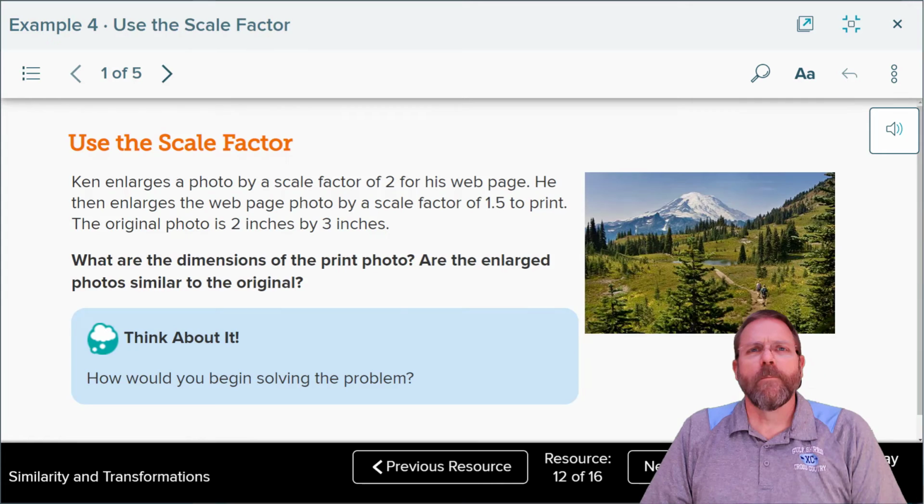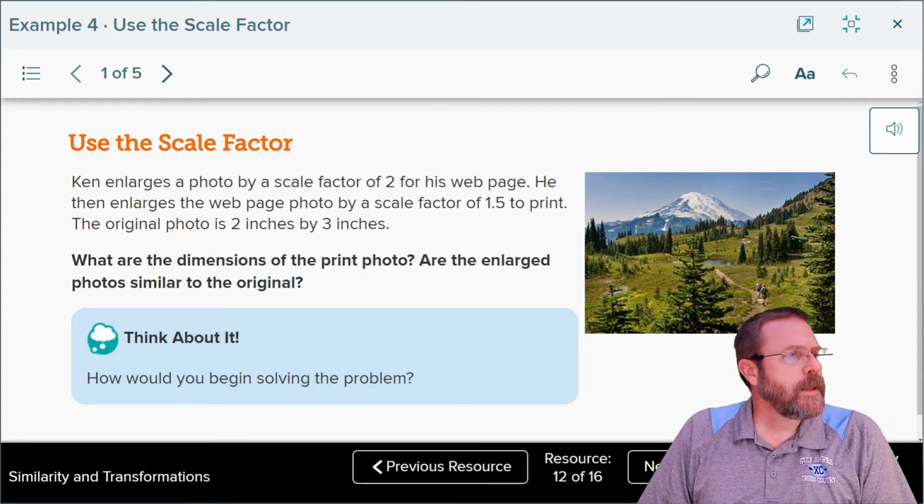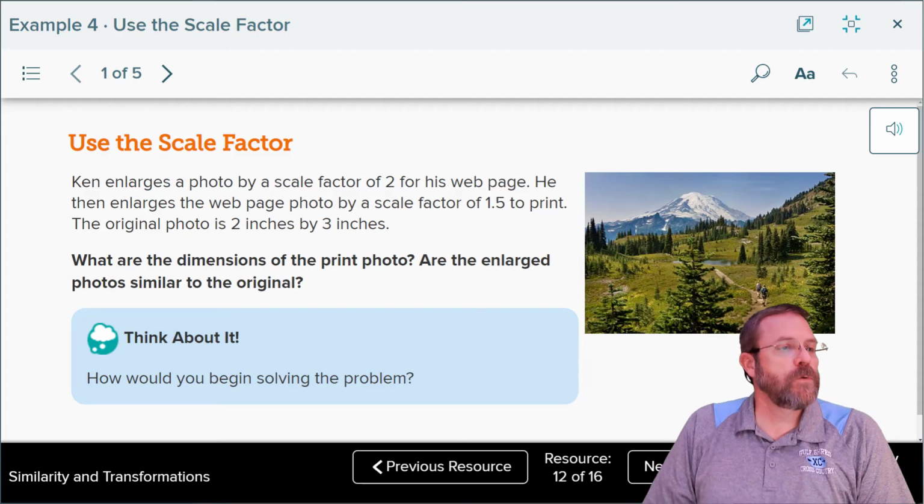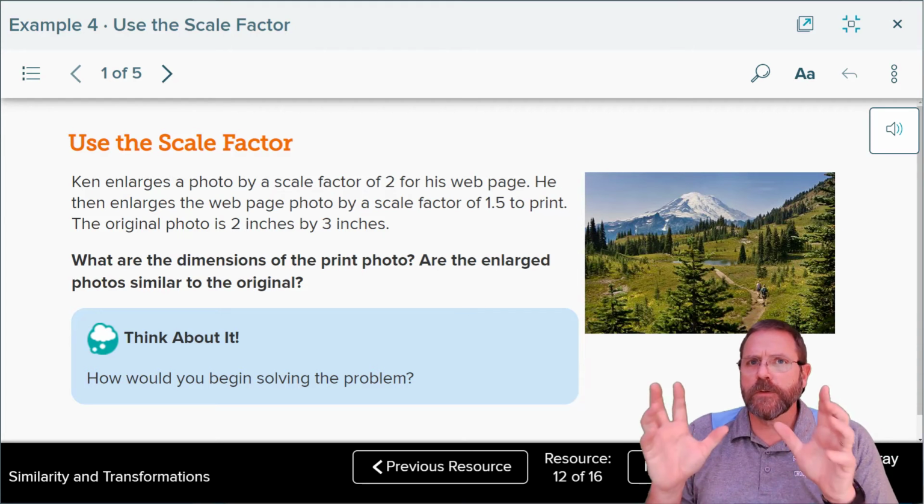Super easy stuff. Moving forward, Ken enlarges a photo by a scale factor of 2 for his web page. He enlarges the web page photo by a scale factor of 1.5 to print. The original photo is going to be 2 inches by 3 inches. So let's think about this.